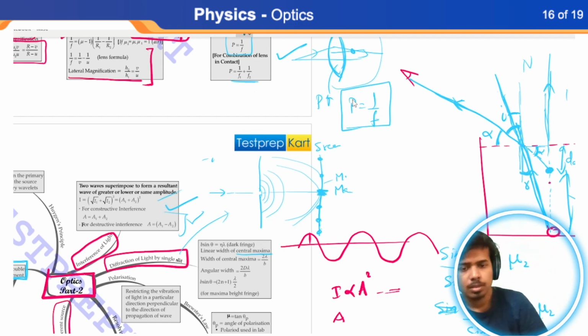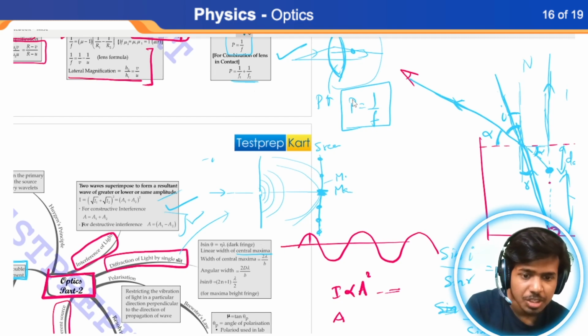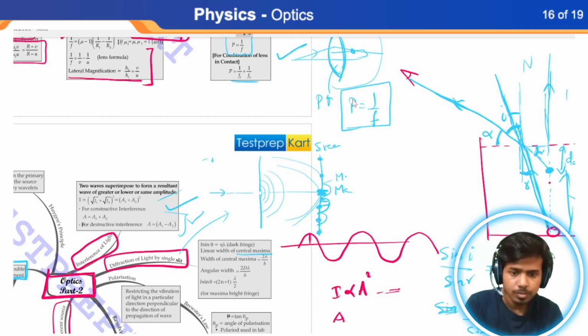It is very similar to Young's double slit experiment, but slightly different. There you had particular fringes, but here you have a wave-like structure. The intensity might look something like this. This is the intensity graph that I'm drawing: at this point, highest intensity, at this point, lesser intensity, and so on.